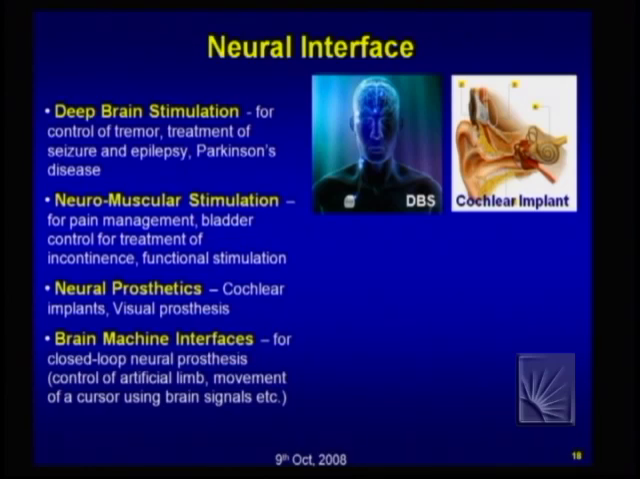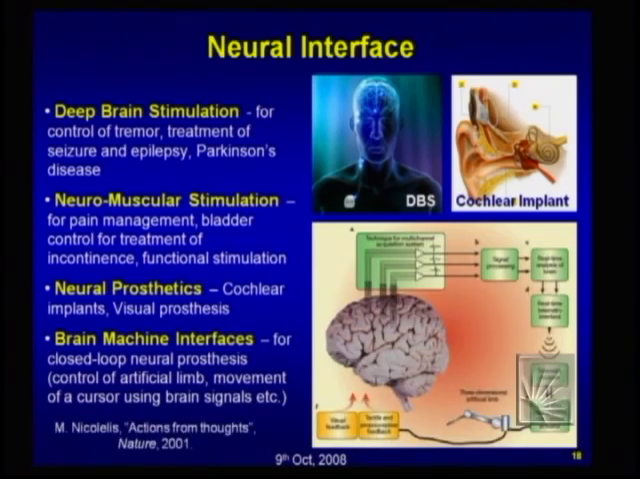Actually, there are already products for that, like the cochlear implant. Again, visual prosthesis is being looked into. There are also efforts to bring products to the market. Brain machine interfaces for closed loop neural prosthesis is an emerging area which can be used for artificial limb or movement of a cursor using brain signals. So, these are the pictures for DBS and cochlear implant. From a famous article in 2001, by Nicolelis.